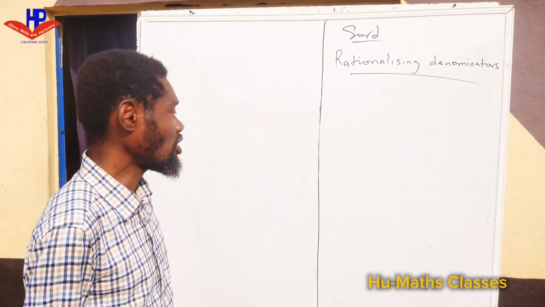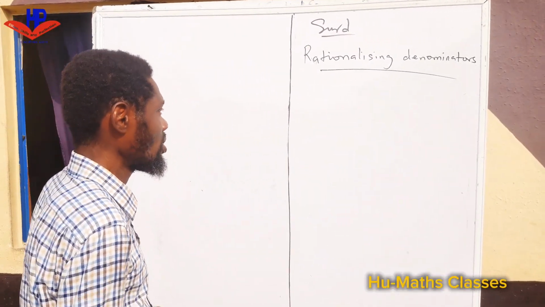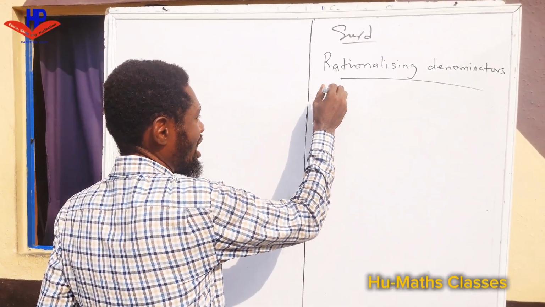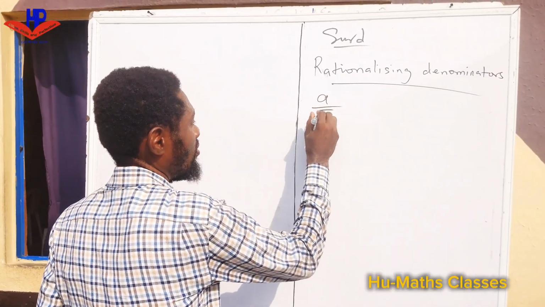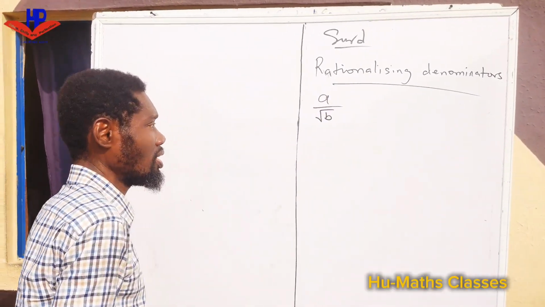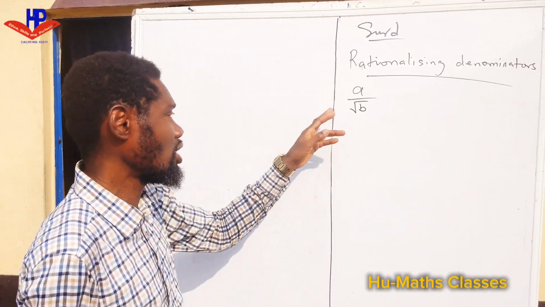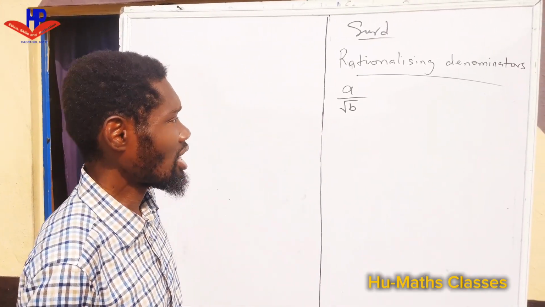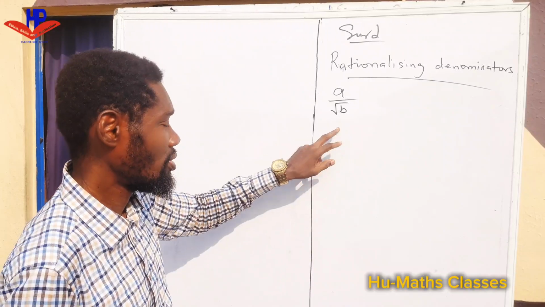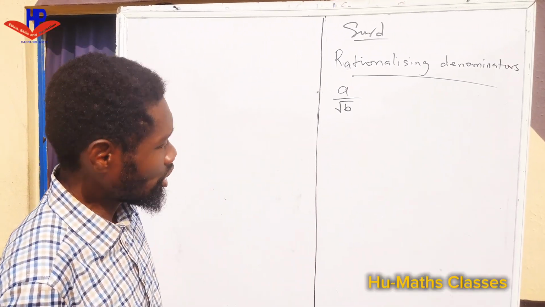Okay, let's look at rationalizing denominators. So given a fraction with a surd, a over root b, whenever you have a surd in this form, you can rationalize the denominator. And how do you do that?